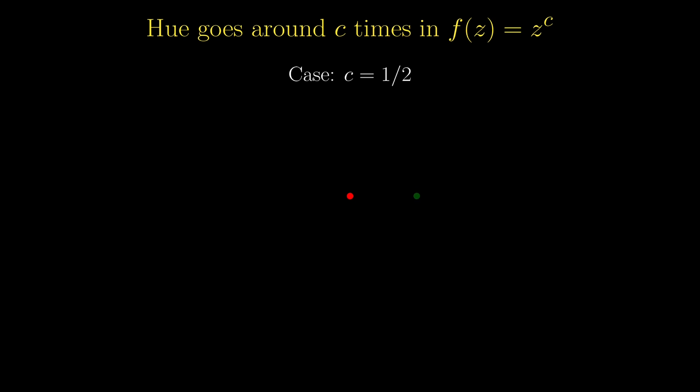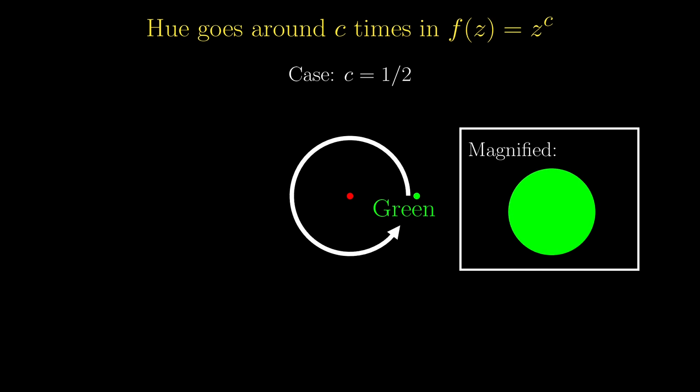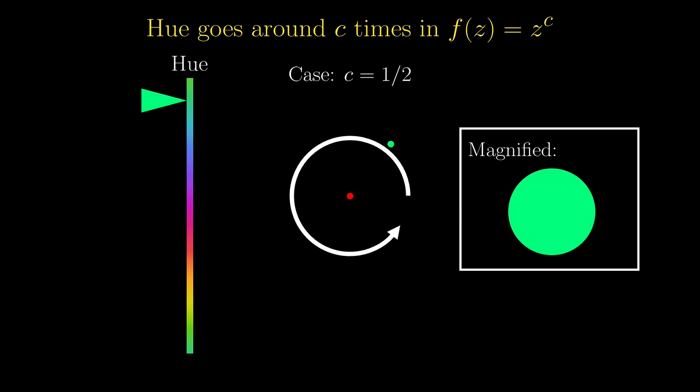Let's consider the case where c is a half and imagine what the domain coloring plot looks like. Let's say this point is colored green. When we go around the origin, what will happen? Well, let's magnify that point so that we can see clearly, and also we put up this hue spectrum. Originally, we are at the top here, but as we go around the origin, the hue goes only half as quickly, so let's see. The issue here is that originally this point is supposed to be colored green, but somehow you are supposed to color it magenta? So which color?